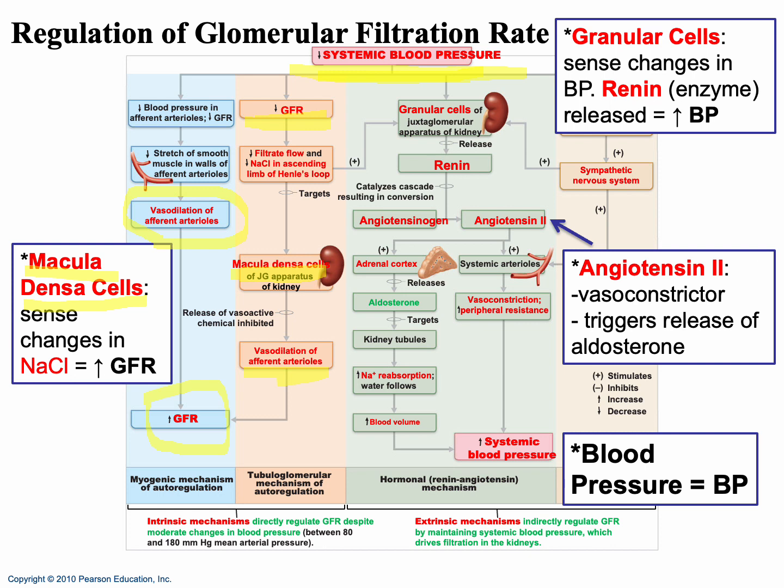The granular cells, we mentioned those last time too. They play a big role in sensing changes in your blood pressure. So the effect of a fall in blood pressure is the release of the critical enzyme known as renin. And then renin will be important for the conversion of this important plasma protein known as angiotensinogen to angiotensin II.